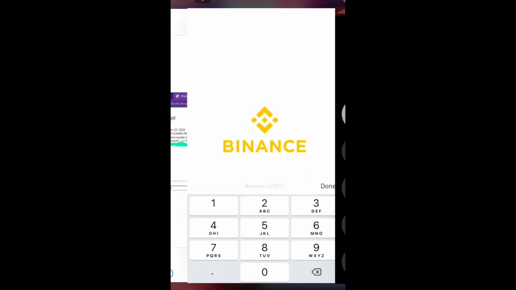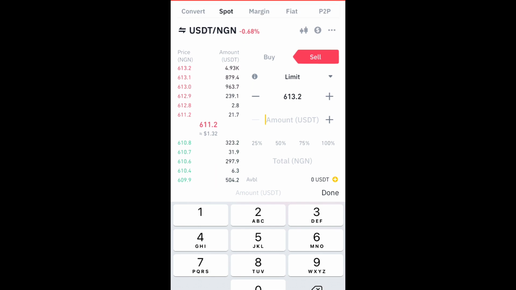You can do this with any amount of money you have. You can just start with it, but I would recommend you start with at least 50,000. 50,000 can go a long way.